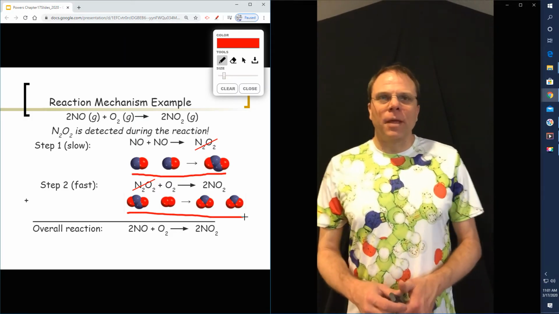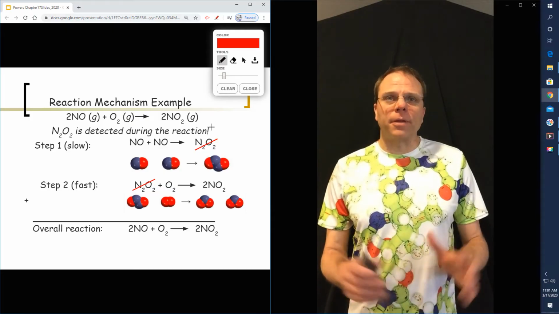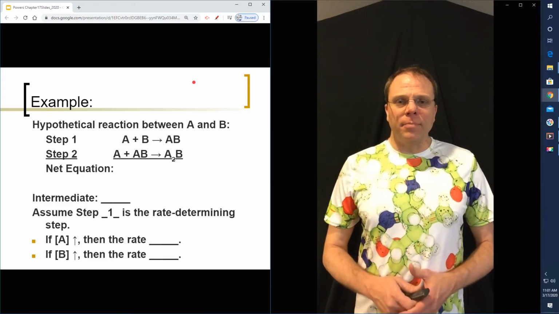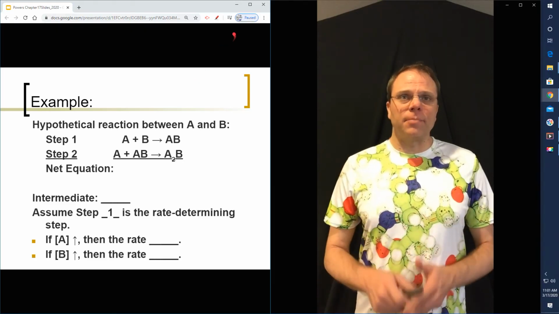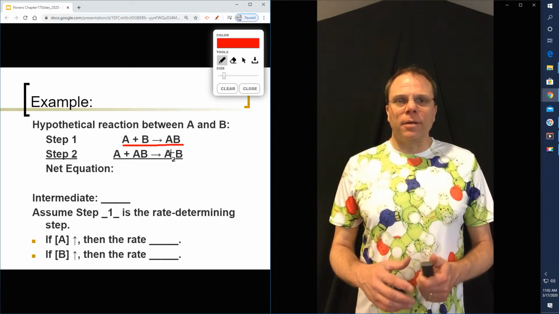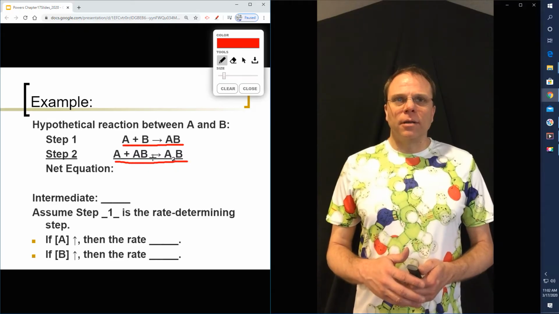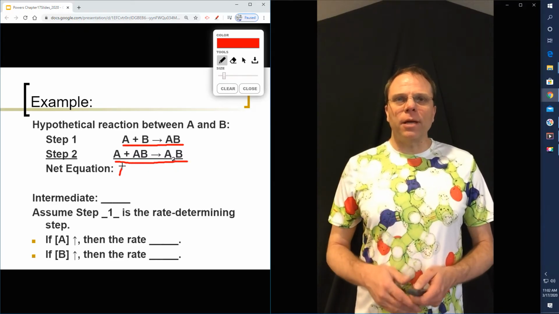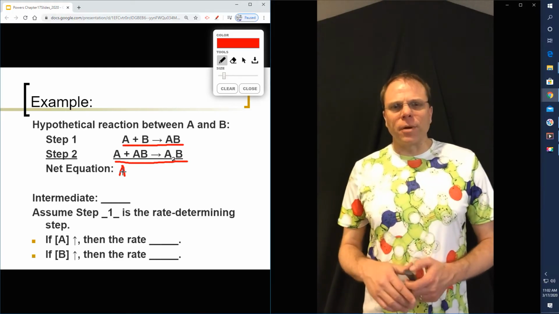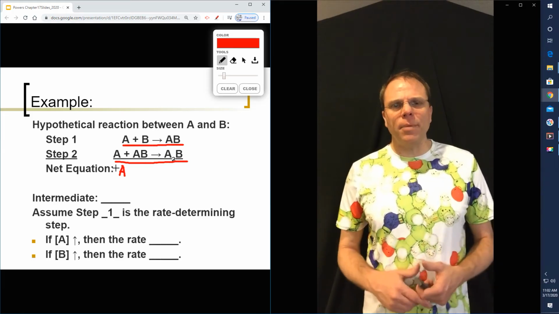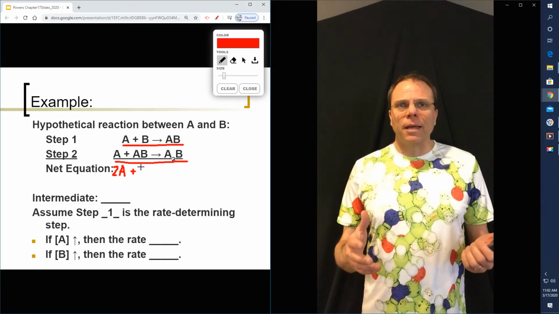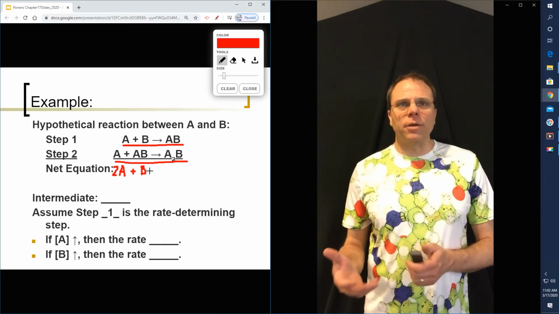Okay, so let's practice an example. What I want to show you here on the screen is a hypothetical reaction between A and B. It's a two-step reaction. And you see A and B are going to make AB, and then in step 2, A and AB are going to come together to make A2B. Now, your net equation ultimately is going to get rid of the intermediate, right? So if you look at the products of the first reaction and the reactants of the second reaction, you can see that AB is in both of those. Those will cancel out.